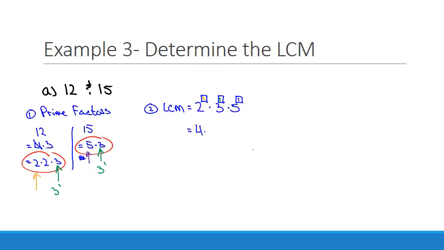Once I've chosen those numbers, I simply multiply them together, and I will create the lowest common multiple. So this is 4, that'd become 15. So 60. 60 would be my lowest common multiple.